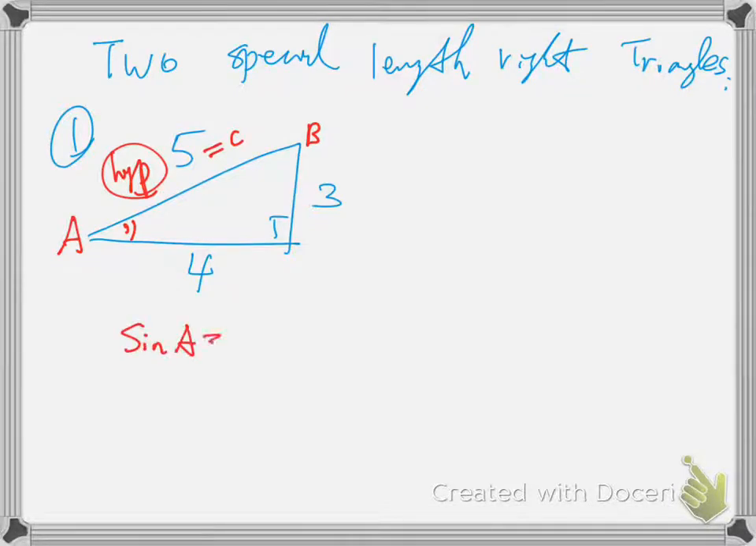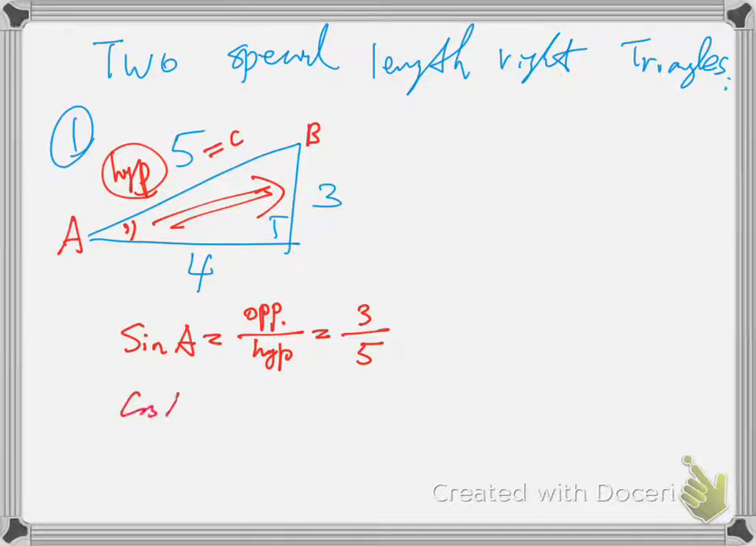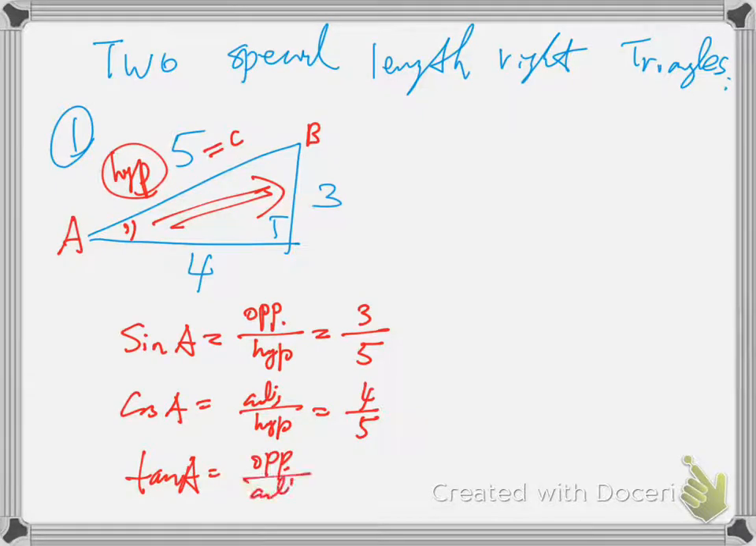sine of A, which is the opposite side of A divided by hypotenuse, will be 3 over 5, right? The opposite side of A is 3. And cosine A will be the adjacent side over hypotenuse of angle A, so this is 4 over 5. And then tangent A is opposite over adjacent, so this is 3 over 4.